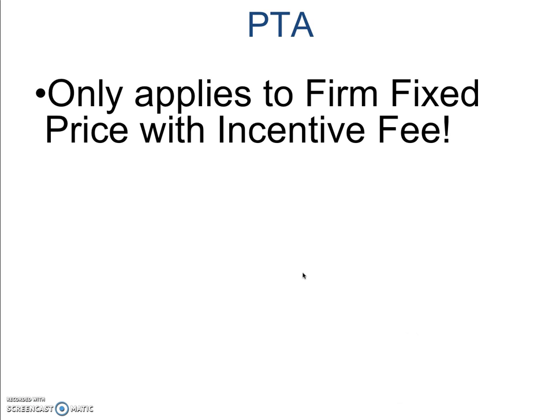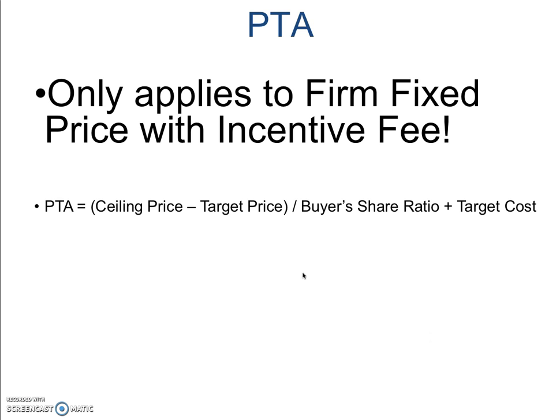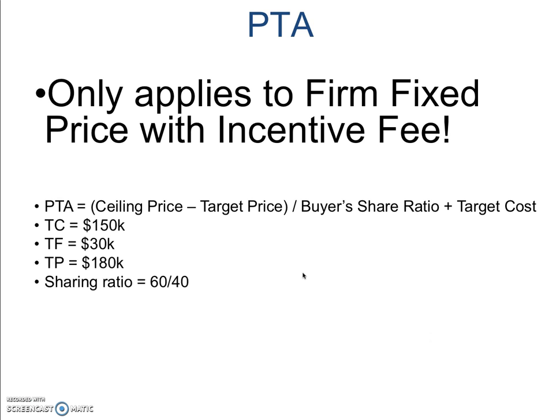I actually did not have any question that would ask me the PTA, but I saw some of these in my practice exams. So the formula is pretty straightforward, because you will be provided with this information either in bullet points, or the numbers can be embedded in the paragraph of the problem. But just so you understand: target cost, target fee, target profit, sharing ratio, 60% buyer, 40% seller, ceiling price, and actual costs can be introduced in other types of fixed price contracts.